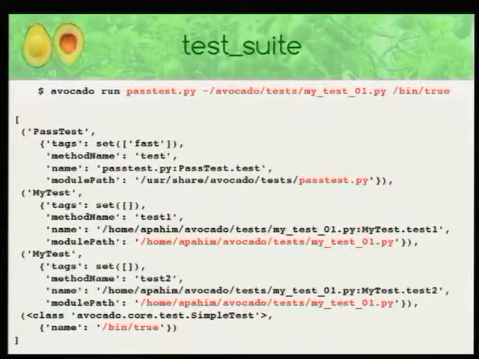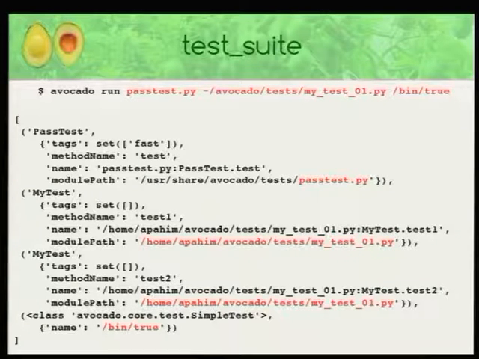And this is how the test suite looks like. This is the return from the test resolver to the job itself. So out of those test references up there, we created this test suite. Here we have the class name, the method name, the test function itself, the module path, and also this name that's used to identify that test inside Avocado.